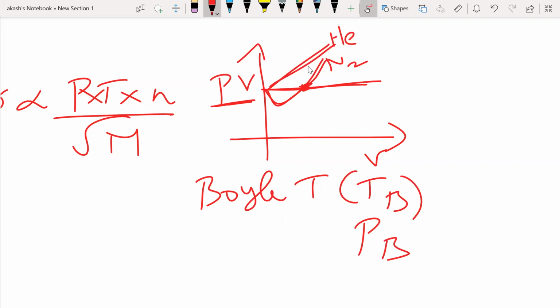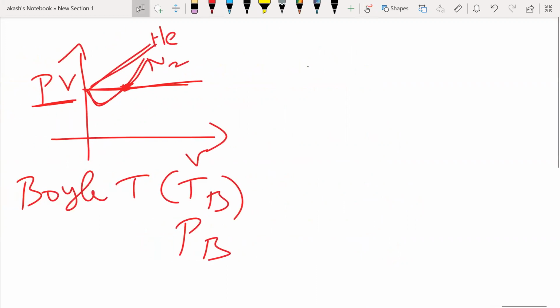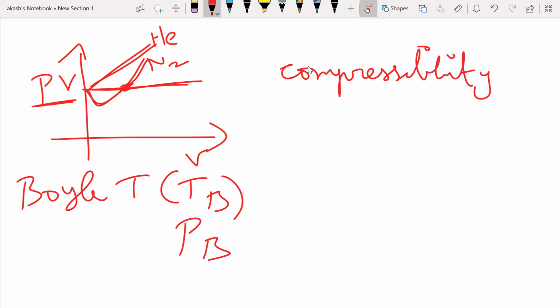So if I ask you what is Boyle temperature, you're going to tell that it is the temperature at which a real gas can behave ideally. So this is one of the ways of looking at it, with the help of PV versus V or PV versus P graph. Now the other way of looking at it is by using something called the compressibility factor, which is denoted by the letter Z.